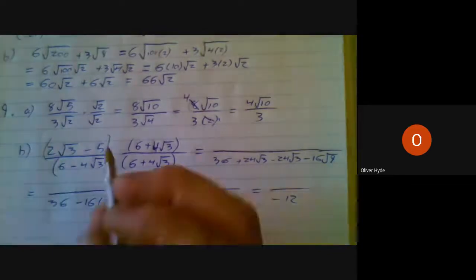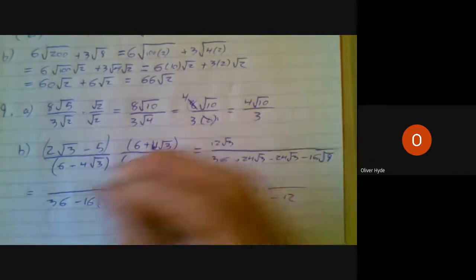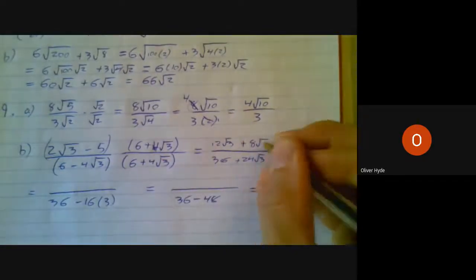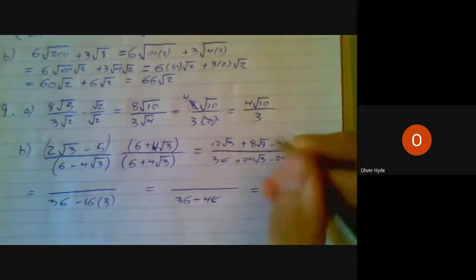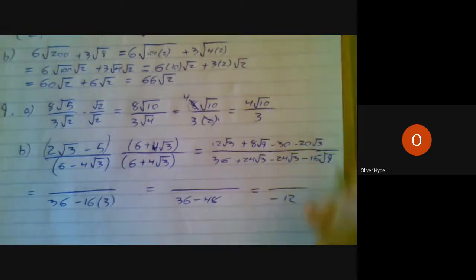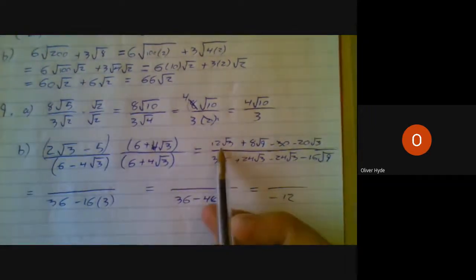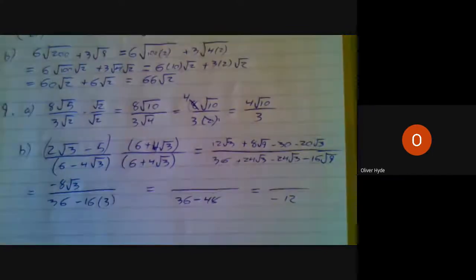Kind of like identities. 2 root 3 times 6, 12 root 3. 2 root 3 times 4 root 3. Let's write that as 8 root 9. Negative 5 times 6, that's minus 30. Negative 5 times positive 4 root 3, that's negative 20 root 3. Let's see here. I think I can collect these on this step. 12 root 3 minus 20 root 3, that's negative 8 root 3's.